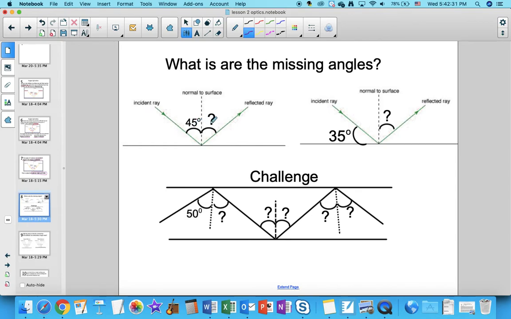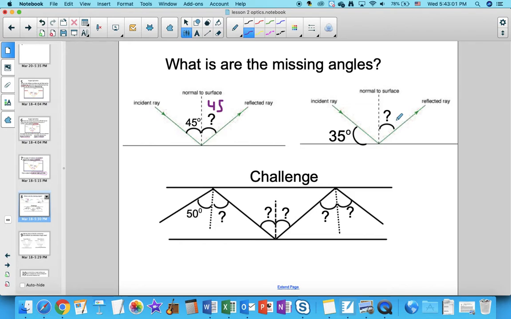So what should this be? Well, hopefully you came to the conclusion that this should be 45, because the law of reflection states that the angle of incidence must equal the angle of reflection. So let's change it up a bit. In this case, I have 35 degrees over here. What should the angle be here? So pause the video and figure that one out.